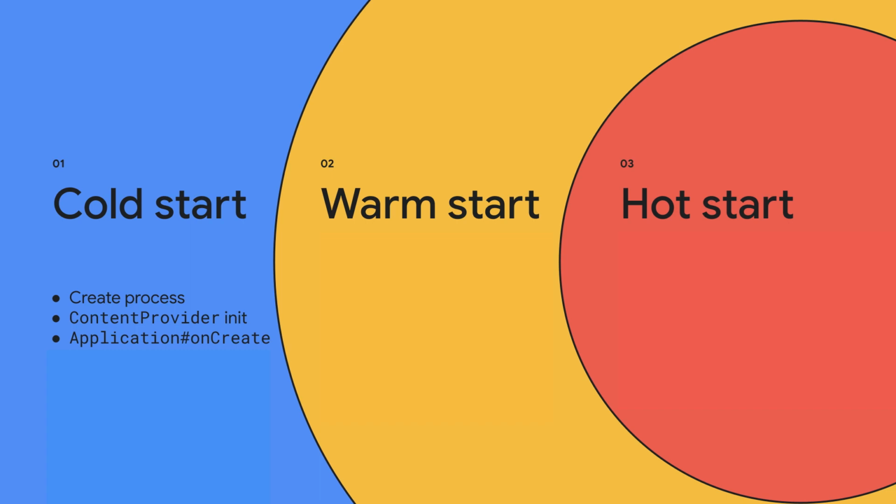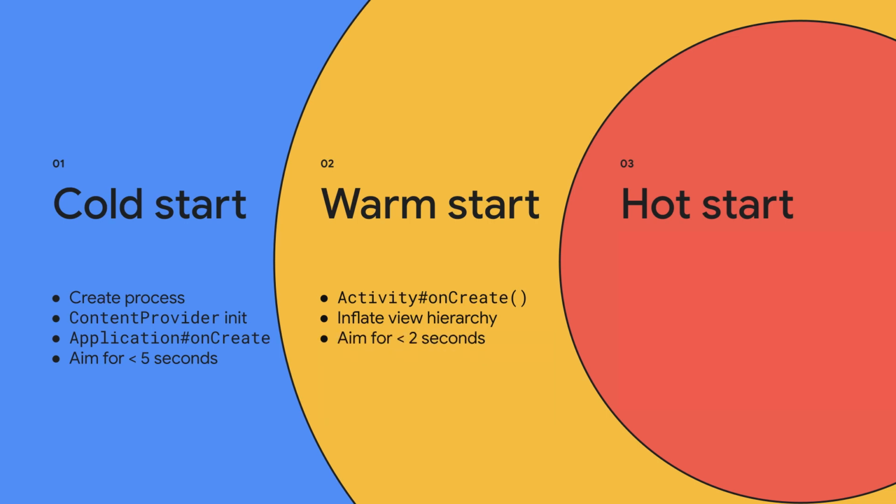If a cold start takes more than 5 seconds, Android Vitals will consider this excessive. Users are likely harsher than that. A warm start begins when your activity's onCreate method gets called. During this phase, the app process is already running, and the current activity gets created or recreated. This is where resource and layout inflation for that activity happens. Android Vitals considers warm starts over 2 seconds excessive.